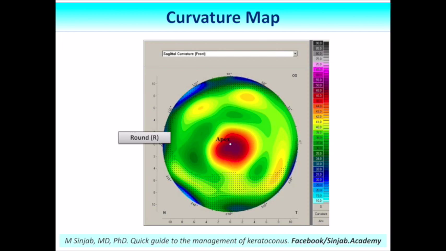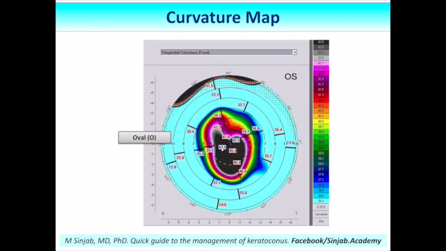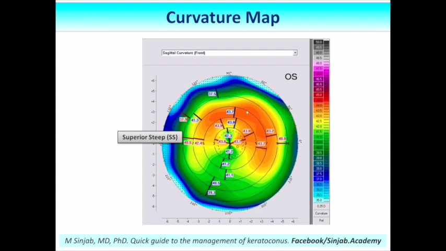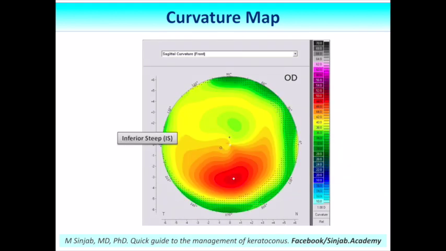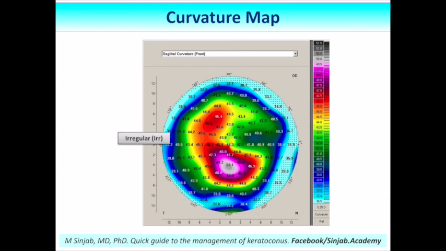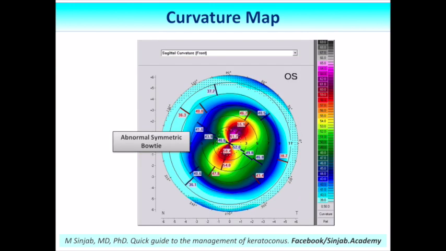This is the round. This is the oval, superior steep, inferior steep. This is the irregular pattern. This is an abnormal symmetric bow tie. Look at the pattern. It is symmetric. There is no skew, but the numbers are very high. 61.7 in the superior part and 58.4 in the inferior part. So it is keratoconus, but with symmetric bow tie.